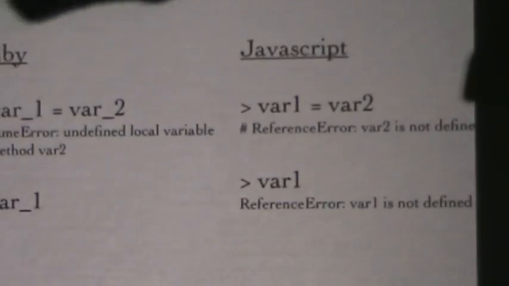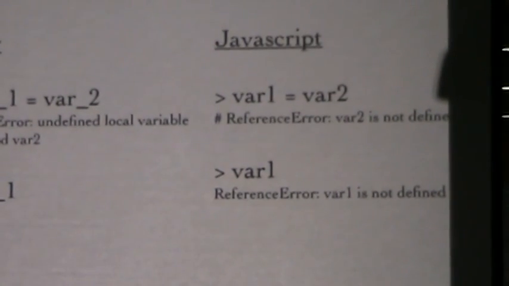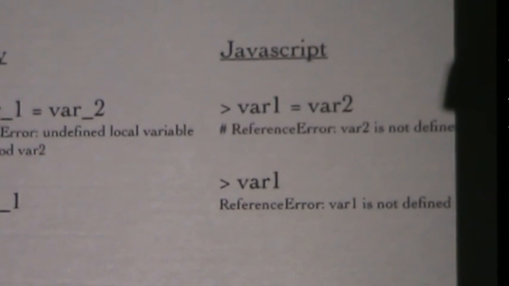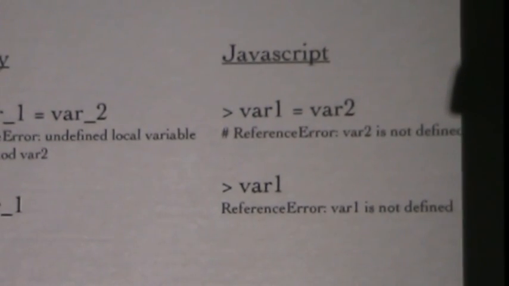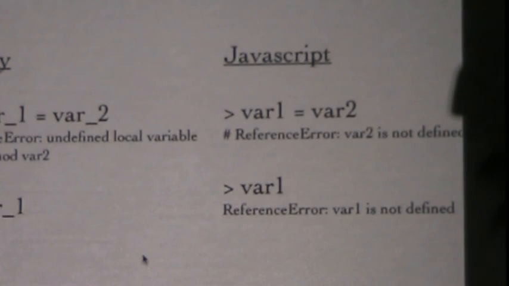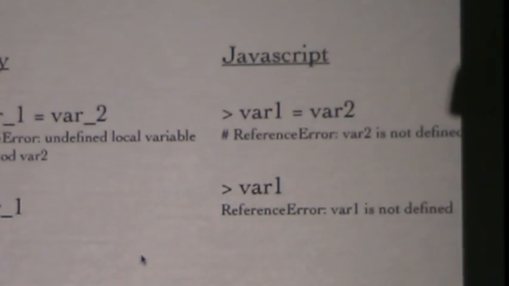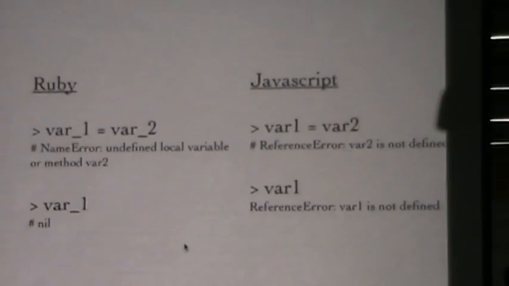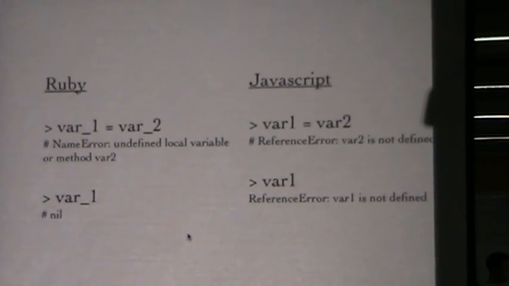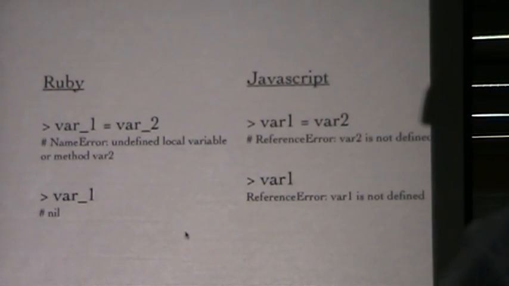So yeah, let's have a look at a couple of these things. In Ruby, if you do something like var1 equal to var2, and then var1, you get a nil. But in JS, it's going to give reference errors in both of them. Kind of strange. Let me show it in IRB. Var2 gets a local variable error. Var1 gives you nil, right?